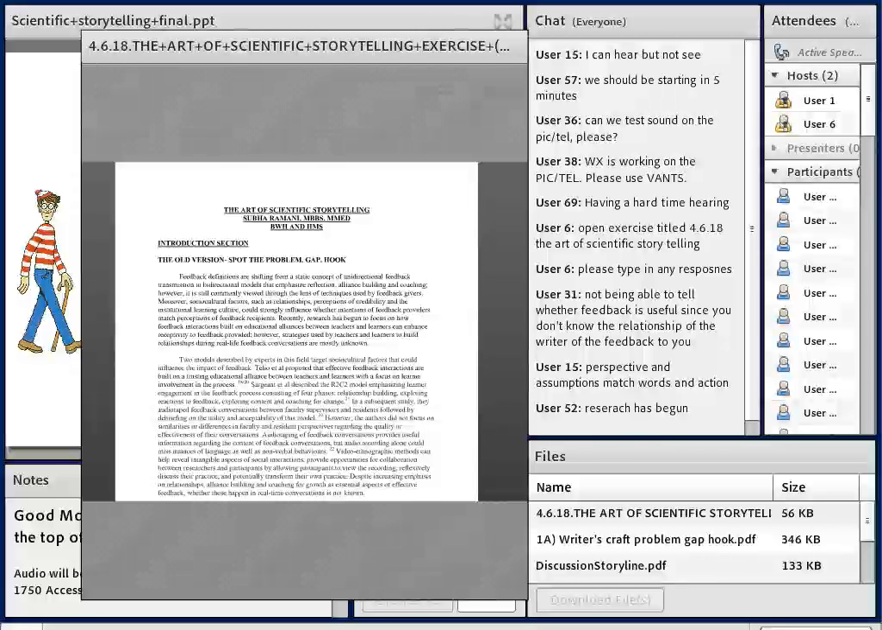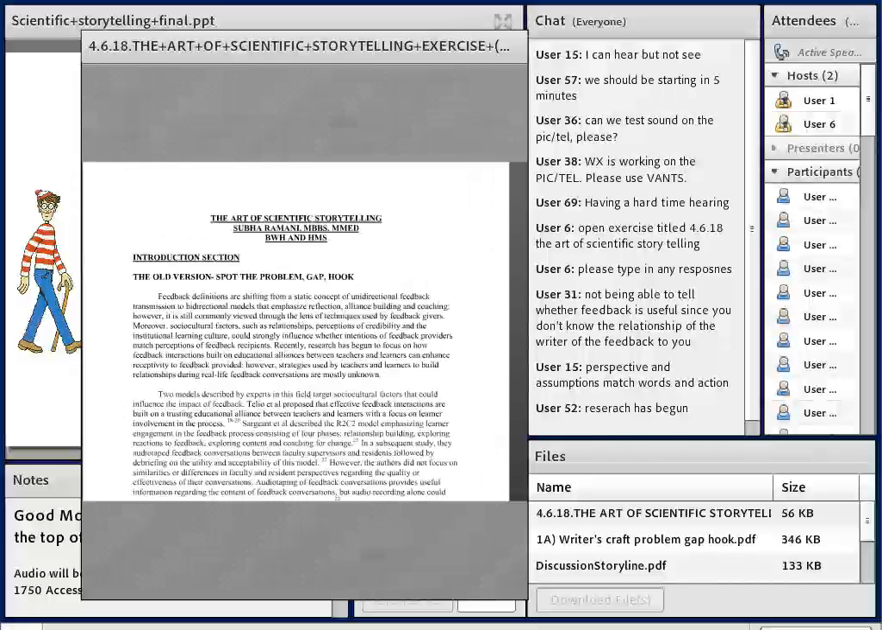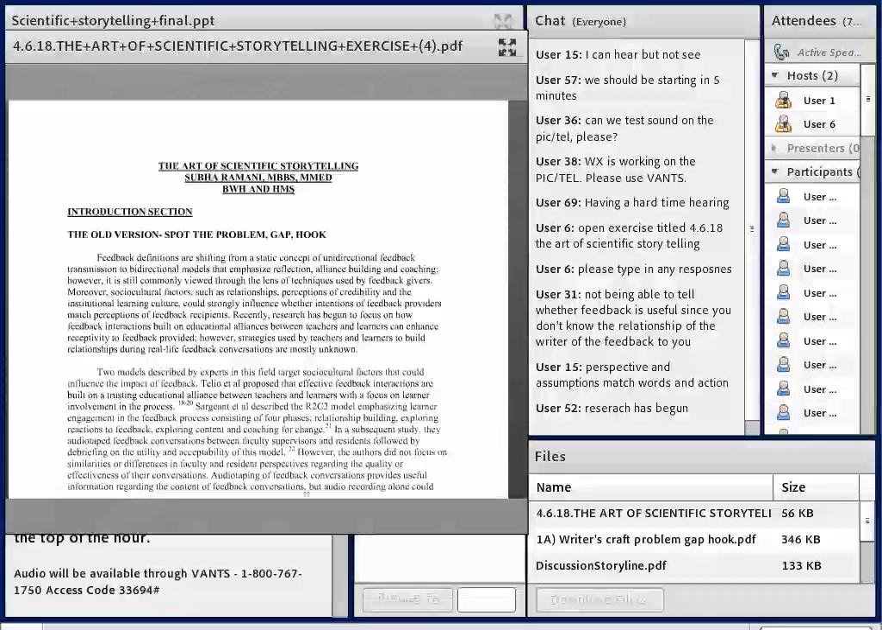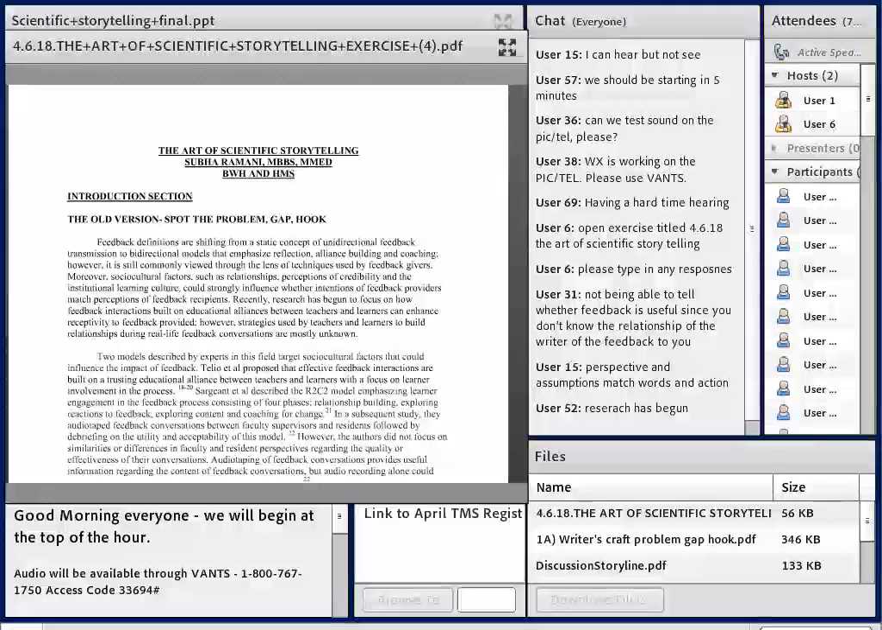Okay, let me see. Research has begun. Yeah, absolutely. Research and perspective and assumptions match. Yeah, not being able to tell whether feedback is useful. I think everyone's identifying the problem, but the gap usually should be more like: experts have found blah blah blah, but this is still unknown, or largely unknown, or not studied. That is what a gap sentence is like.